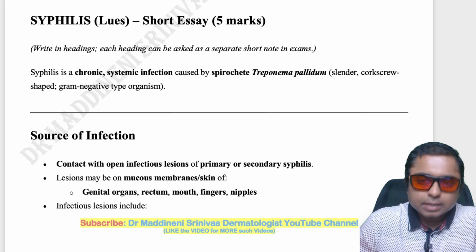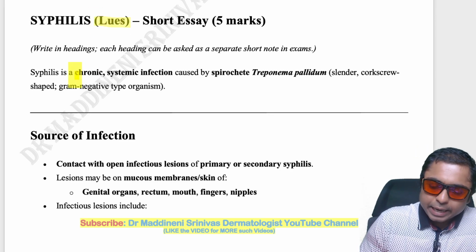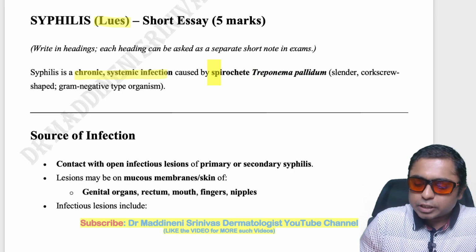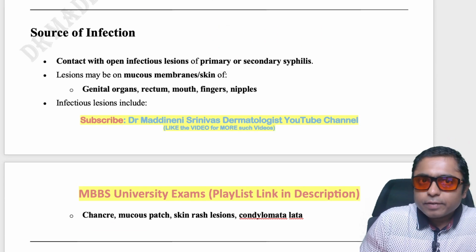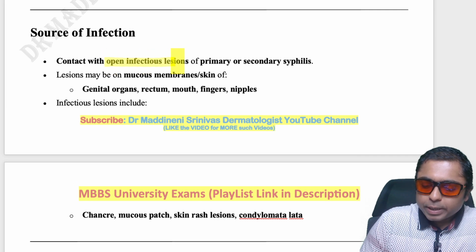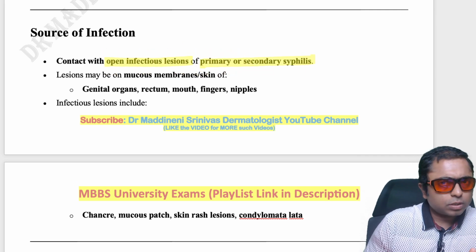What is syphilis? It can also be mentioned as lues, that is the other name for syphilis. It is a chronic systemic infection which is produced by Treponema pallidum, which is a spirochete. And what is the source of infection? Contact with the open infectious lesions of primary or secondary syphilis could be the source of infection.